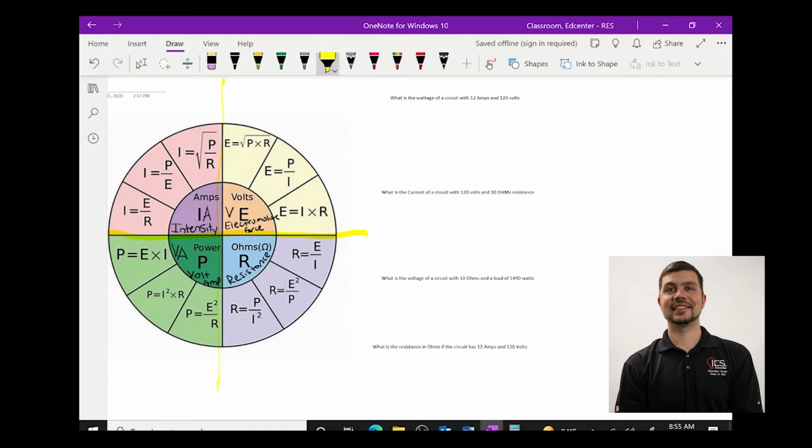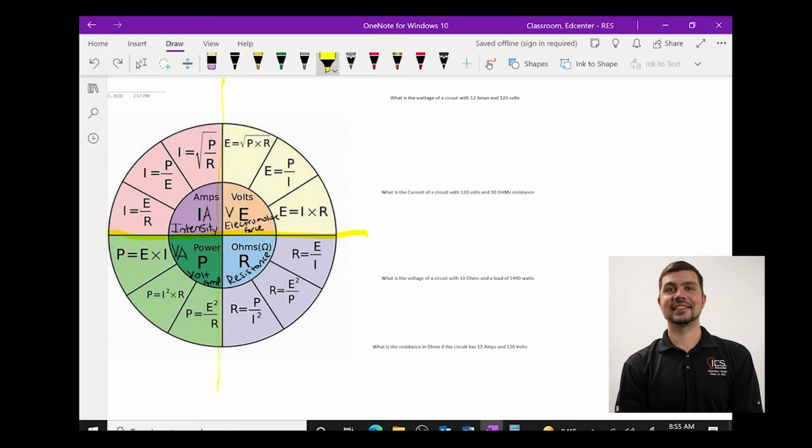So if you're looking for any piece of information, let's say we're looking for E, what you're going to do is look in this section. So you have that E right there. We're going to say, hey, it's going to be in this little section. The way this works out is if you have any 2 pieces of information, you can find any of the other 2.